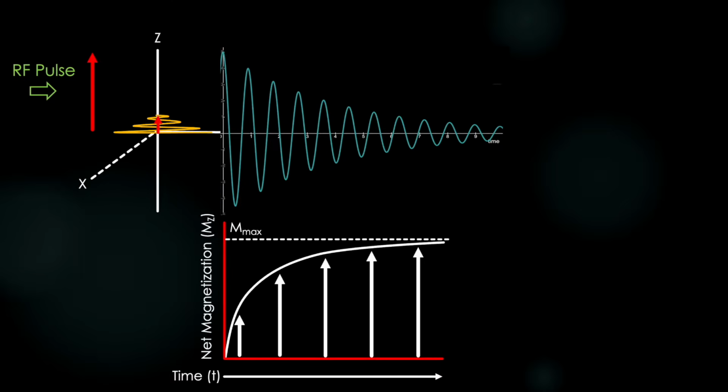Looking at this a different way visually, the classic animations are portraying this process. After our RF pulse, we generate our signal, T2 decay, while quickly rebuilding our net magnetization, T1, both occurring at the same time. But this is not accurate. What really is happening is this.